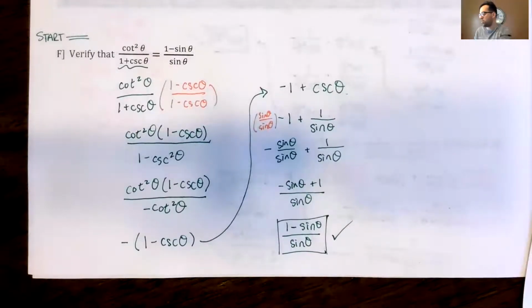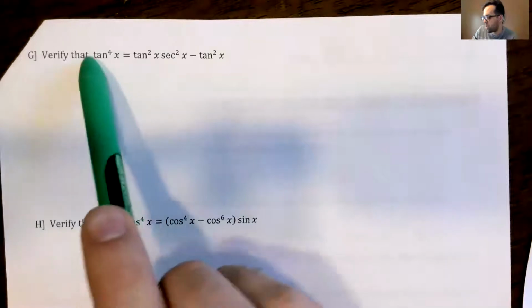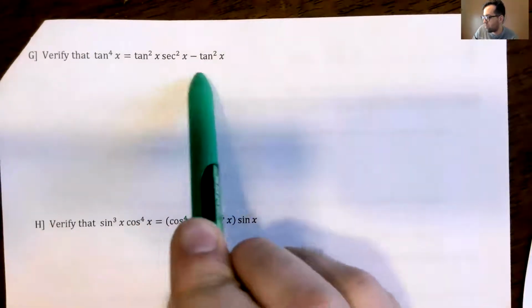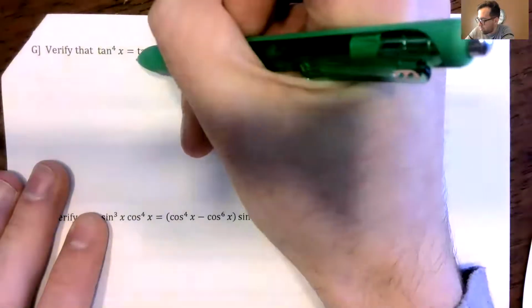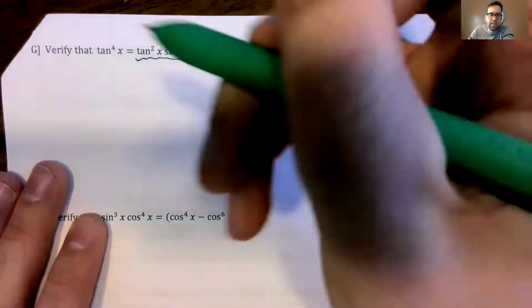All right, let's keep going. Letter G. Let's verify that tangent x all raised to the 4th equals tangent squared x times secant squared x minus tangent squared x. So this time, the right side definitely looks more complicated to me than the left side. So I'm going to start with the right side here and try to manipulate it until I end up with the left side. So we're going to try to simplify.